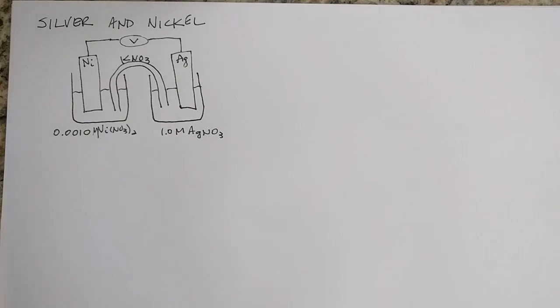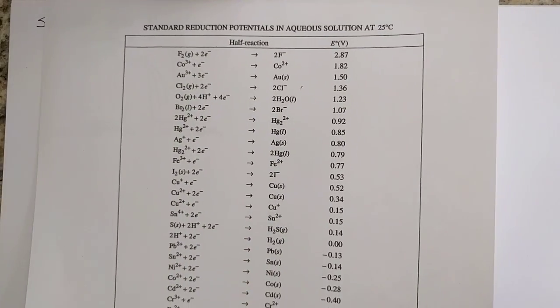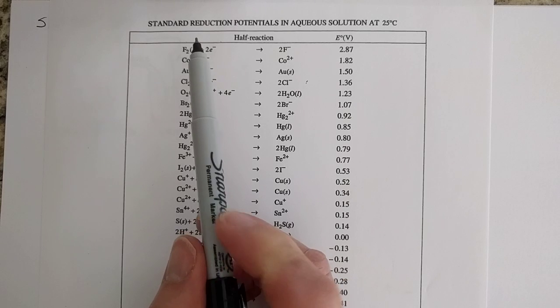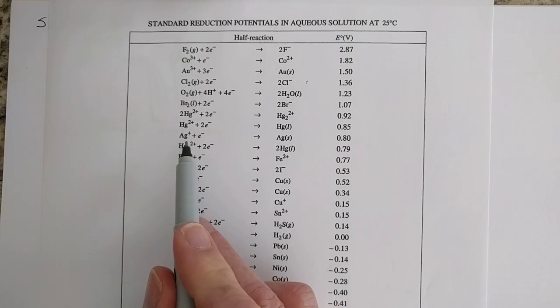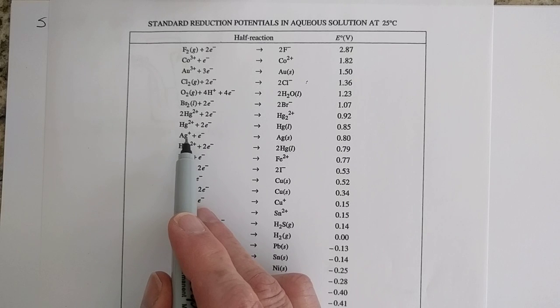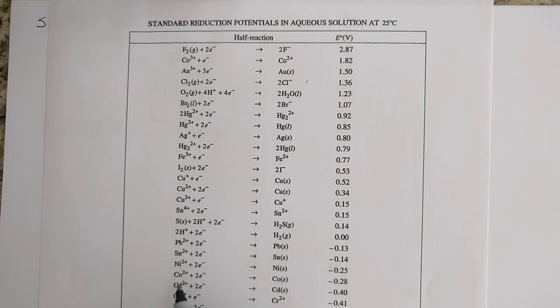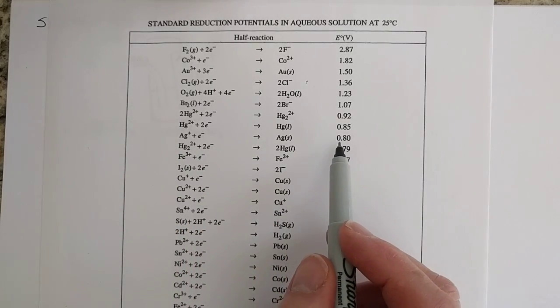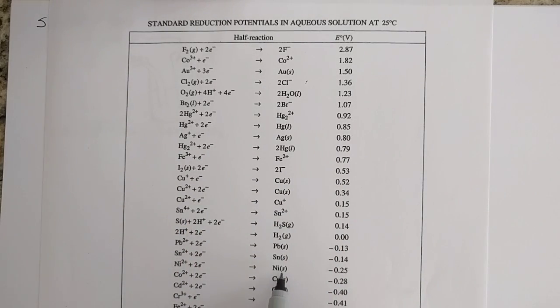So remember to do that, we check our reduction potential charts. Starting at the top, the first one that we hit, which is the silver ion, has a greater reduction potential than the nickel ion, which is all the way down here. So this means that the silver ions get reduced and the nickel metal, we have to flip this, gets oxidized.